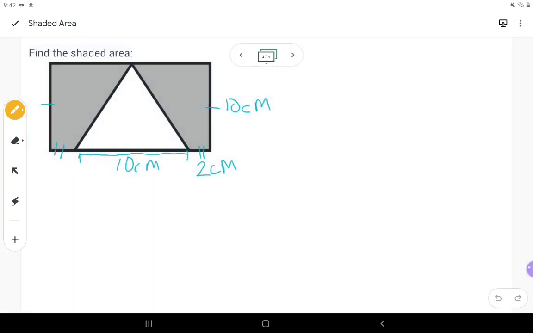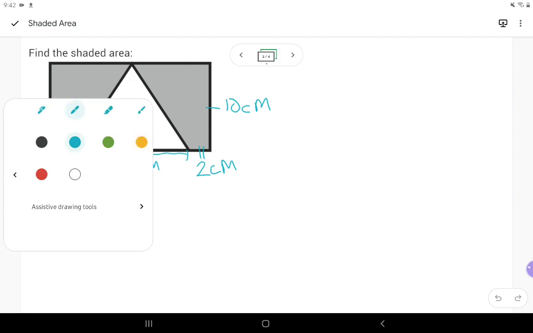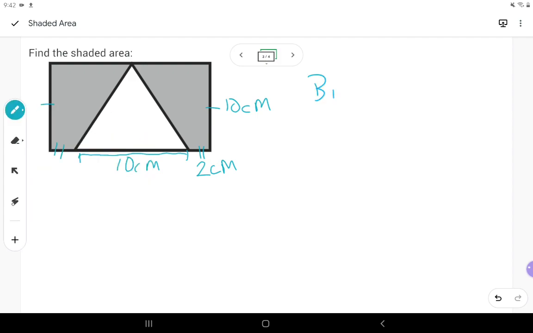So let's look at this one. Find the shaded area. So I need to find this part that's colored in gray. When I look, I'm going to have a big shape. So I've got the big shape, and I'm going to be subtracting a small shape.